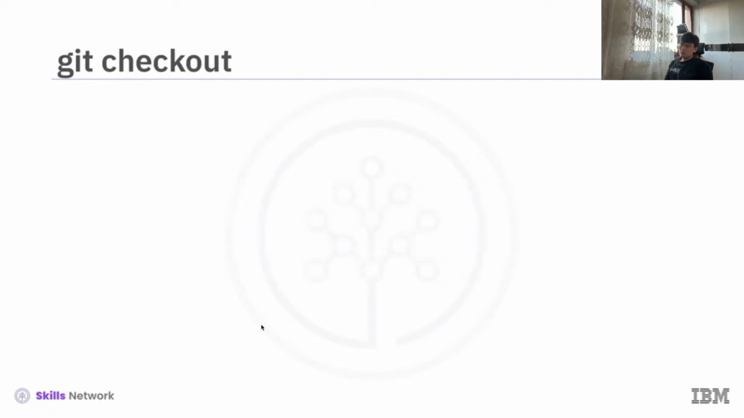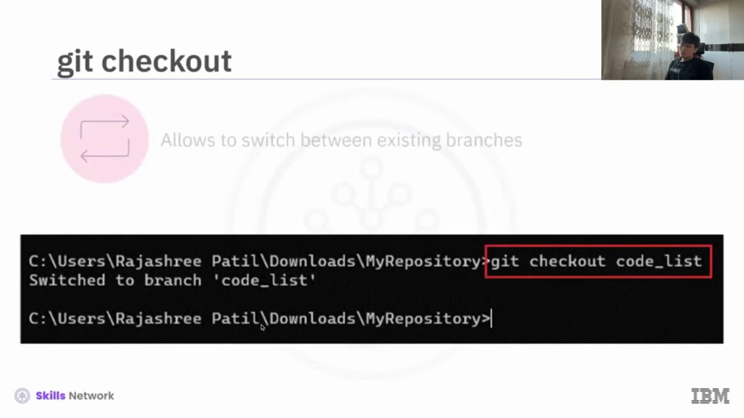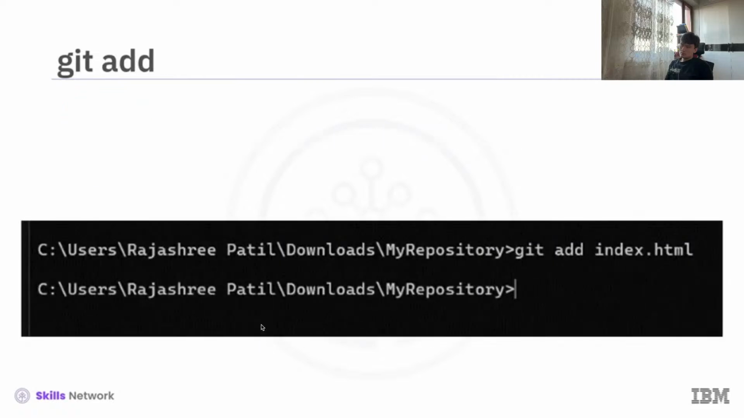To switch to the newly created branch to start the development, use the git checkout command. The git checkout command lets you switch between the existing branches. You can now make the changes to the index.html file in the code_list branch.